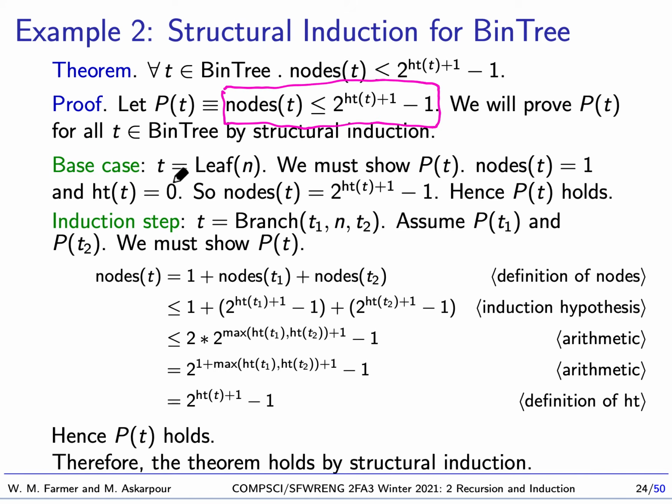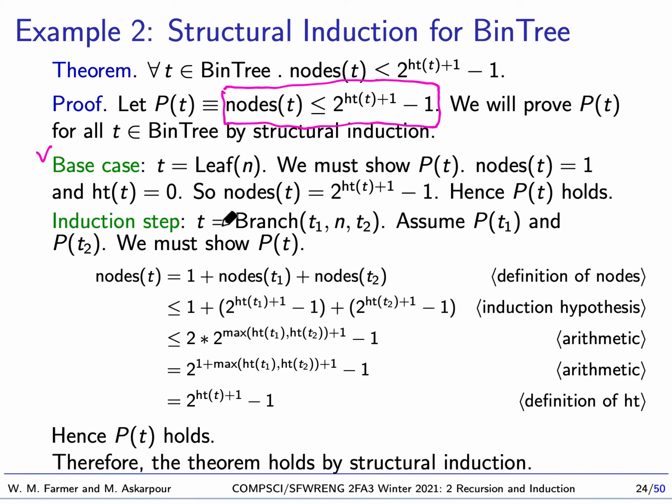And the base case is t equals leaf of n. When t equals leaf of n, we know that the number of nodes is 1, the height is 0, and then we know that this holds because that would be 1 equals 2 to the 0 plus 1, which is 2 to the 1, which is 2, minus 1, which is 1. Okay, so we know this works. Let's look at the induction step.